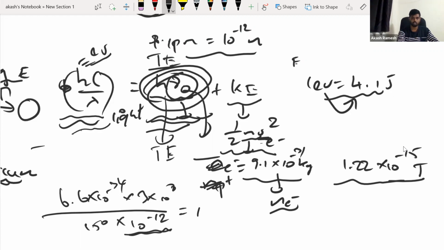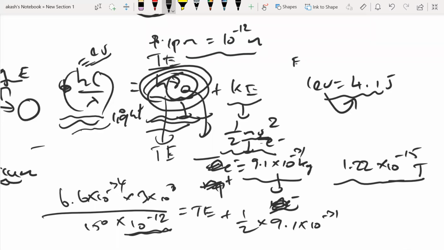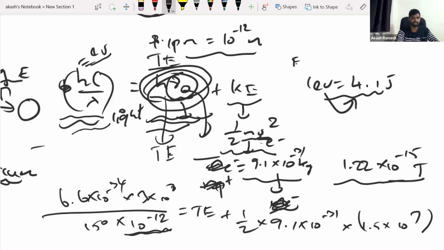Is equal to threshold energy, we will keep it as T, that's what you need to calculate, plus half into m, that is 9.1 into 10 to the power minus 31 kgs into v, velocity is 1.5 into 10 to the power 7, squared. So big calculation, I totally understand. But these kind of questions only.